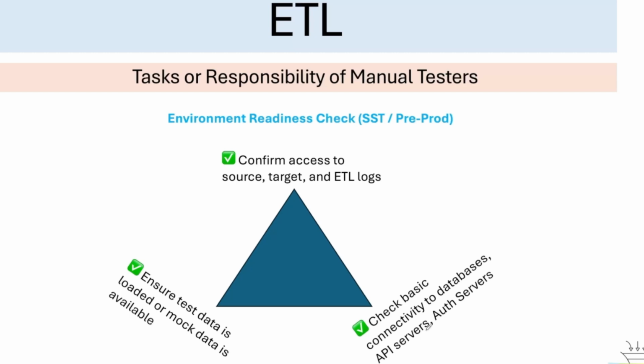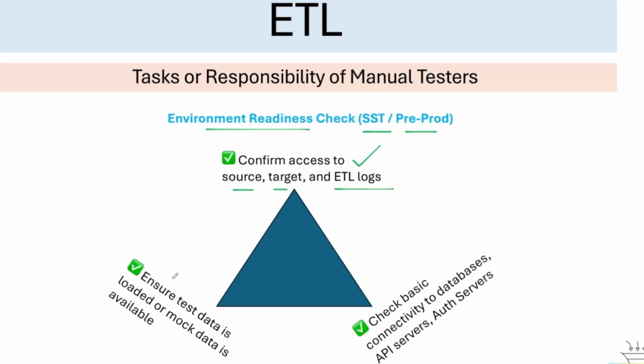Tasks or responsibility of a manual tester. What all things should a manual tester do? Environment readiness check, whether it is a system testing environment or a pre-prod environment. Make sure you have access to source, target and logs. Logs can be your ELK stack, which has Kibana.